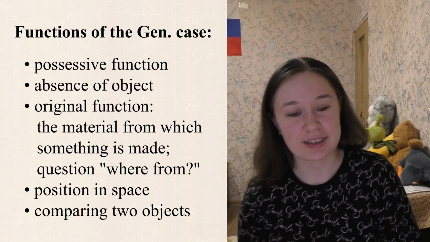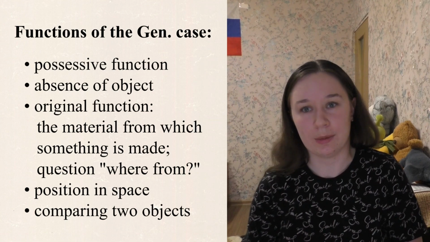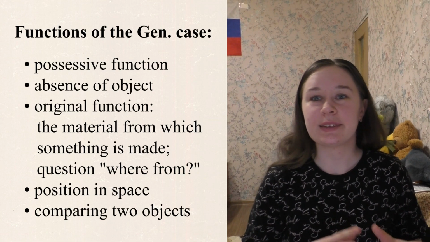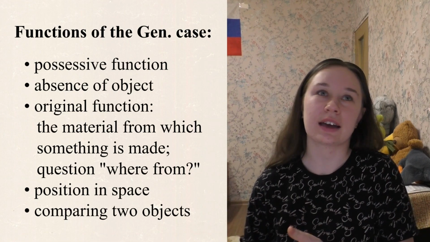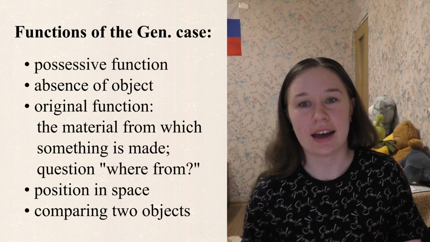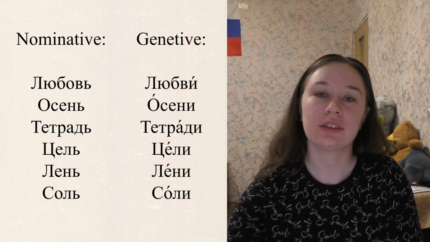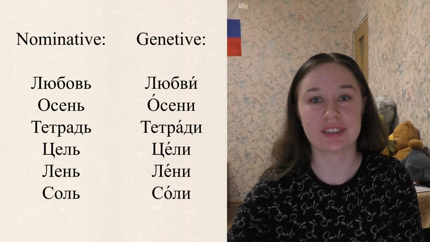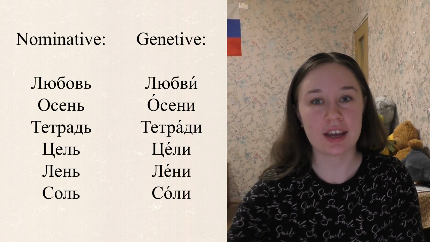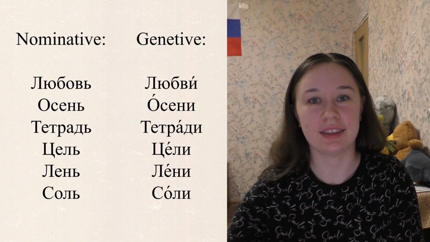That's about genitive case. And the last main function, comparing two objects. When we want to say that something is better than something, or worse than something, or bigger or smaller, or any other adjective, we also will use the genitive case. Nouns of the third declension basically have a soft sign in the end, but in genitive case, instead of the soft sign, they have letter И in the end.